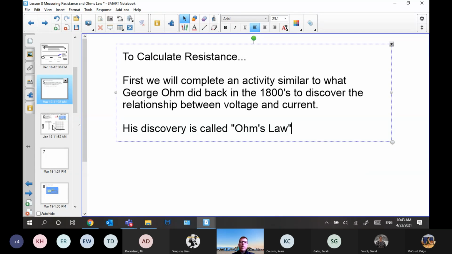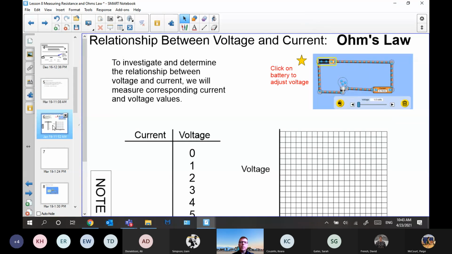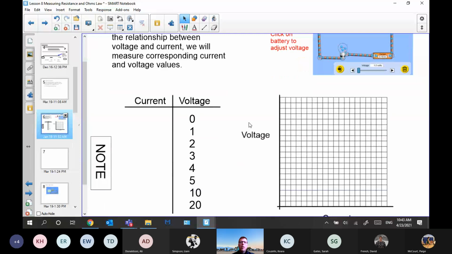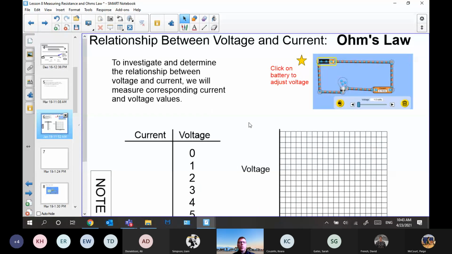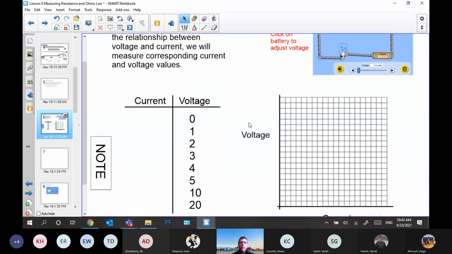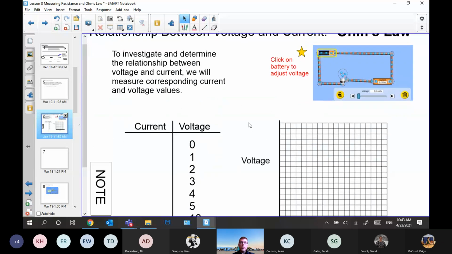So this is where we're going to do a little activity that's similar to what George Ohm did back in the 1800s to figure this out. And so your handout looks like this: the relationship between voltage and current. They were messing around with electricity back then and getting better at controlling it and using it and understanding how it would work and so on. So George Ohm started to investigate what happens when you put voltage on a device, and you just see how much current flows as a result, right?